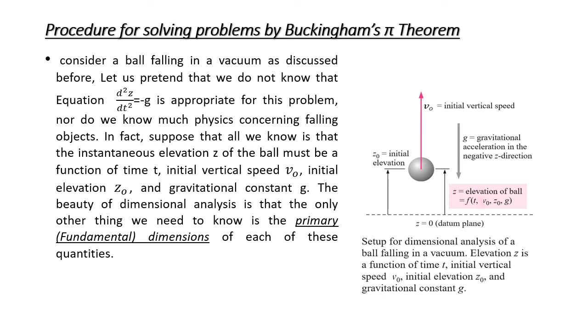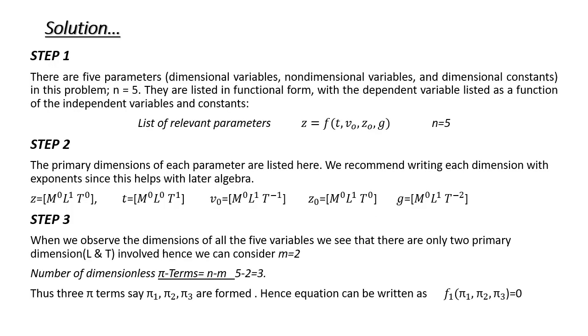The beauty of dimensional analysis is that the only other thing we need to know is the primary dimensions of each of these quantities. So we have considered the same example here, wherein the elevation of the ball is a function of time, velocity, elevation, and g. Only this much we know. Now, using the Buckingham pi theorem and the non-dimensionalization concept, we are going to obtain the expression for the non-dimensional parameters. Let us solve this problem step by step.